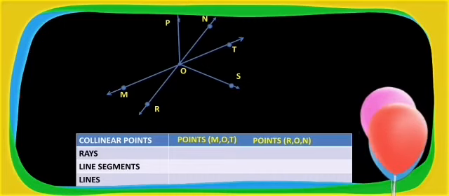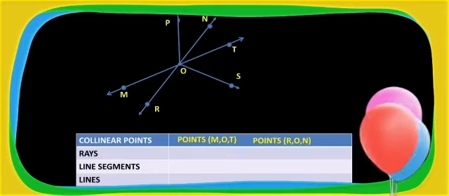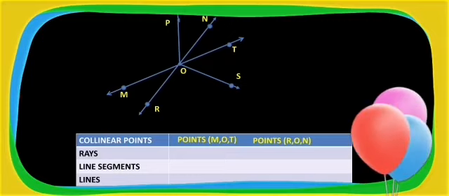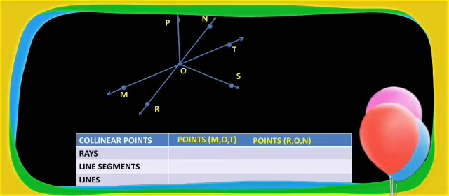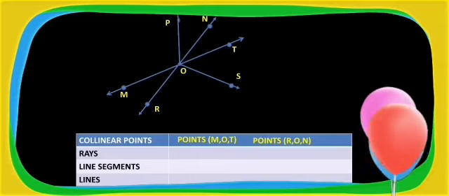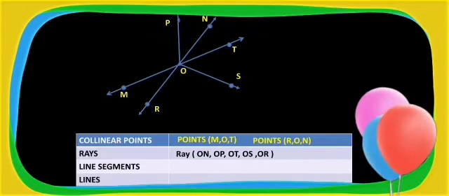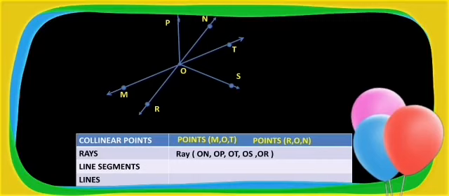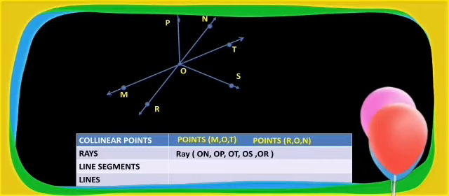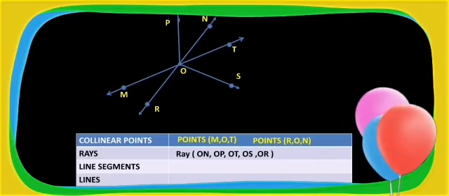So if you observe OP, if you observe ON, if you observe OT, same goes for OS, OR and OM. They all are starting with the point, right? And they are heading towards something with the same direction. And so they all are nothing but rays. Ray ON, OP, OT, OS are a few examples from the diagram. Now you have to understand this part very carefully.